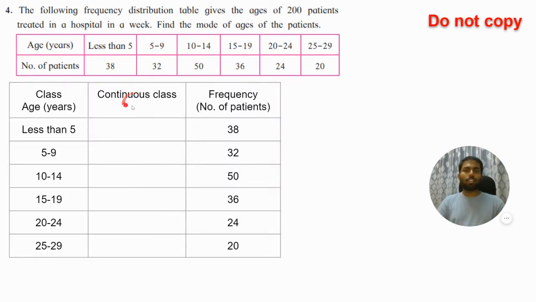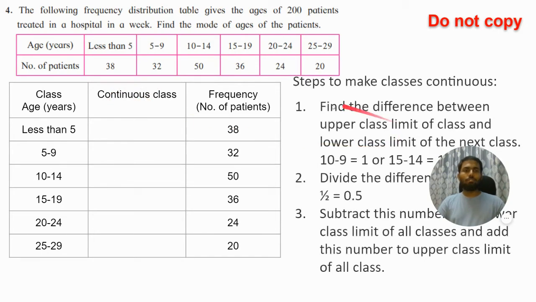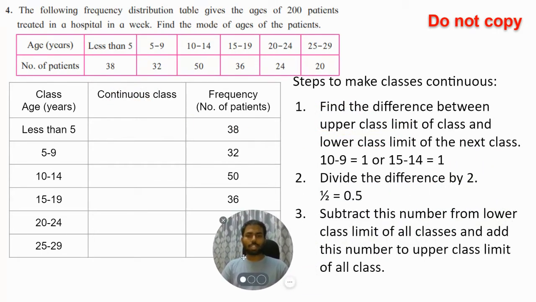You will make another column and you will name it as continuous class. Then you will follow these steps. We have already seen these steps, right? First is find the difference between the upper class limit of a class and the lower class limit of the next class. Okay, तो पहला तो ये less than 5 दिया तो इसको ignore कर दो. Next देखो 5 to 9. So let us take the upper class limit of this class 9. And then the lower class limit of the next class 10.